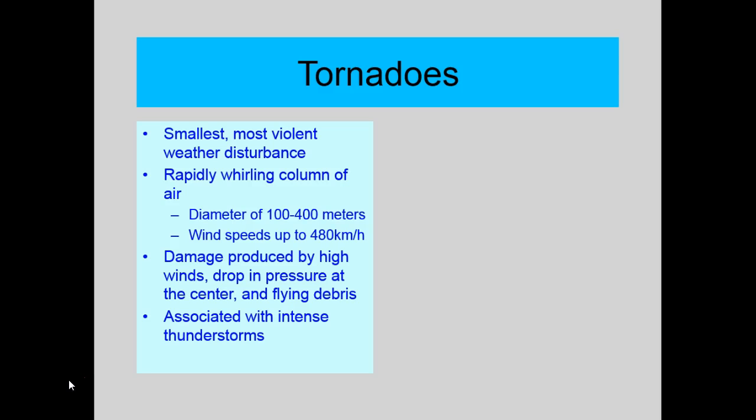Rapidly whirling column of air, okay? If you saw the videos and the news coverage of those tornadoes, you saw huge chunks of debris just being thrown around, trees being sucked up and thrown around like they were toys. It's just incredible. So, a rapidly whirling column of air, usually of diameter 100 to 400 meters.